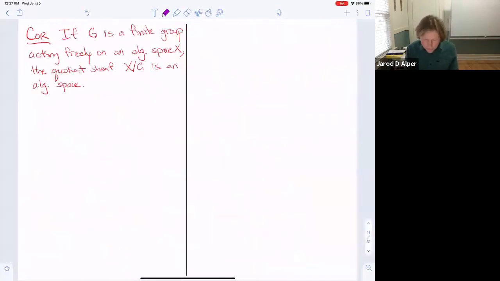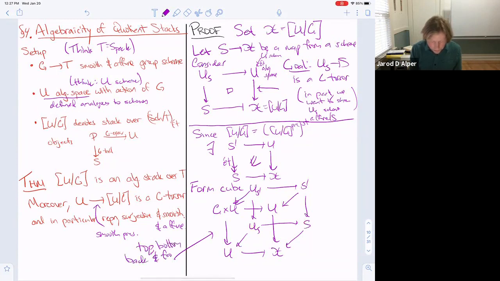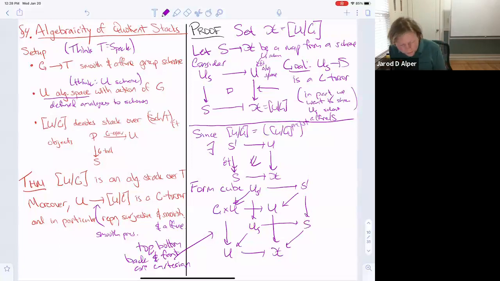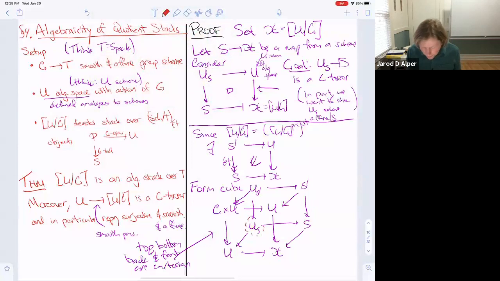And in this diagram, everything is Cartesian except for the left and the right. So the top, bottom, back, and front are Cartesian. And let's see what we know here. Remember, we're really interested in knowing stuff about U_S. And at the moment, we just know it's a sheaf.